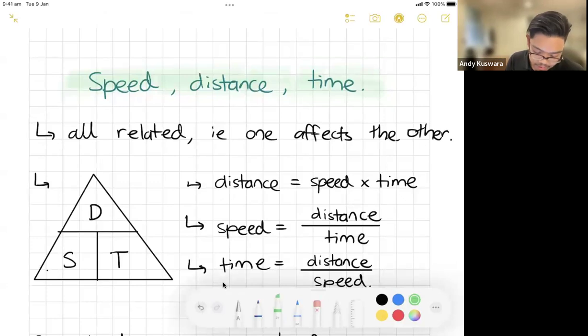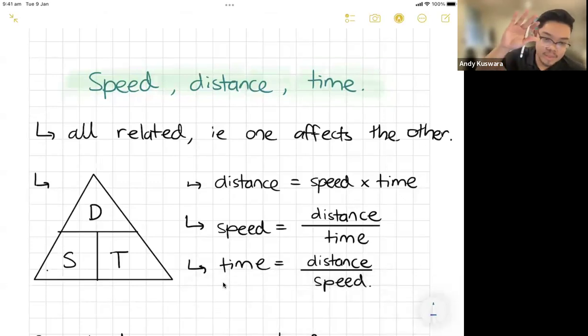The way that it works is there's this nice little diagram in a triangle where D for distance is up on top, and S and T for speed and time are on the bottom. This is very helpful in remembering these three formulas. If you just remember that triangle, you can answer all these questions.